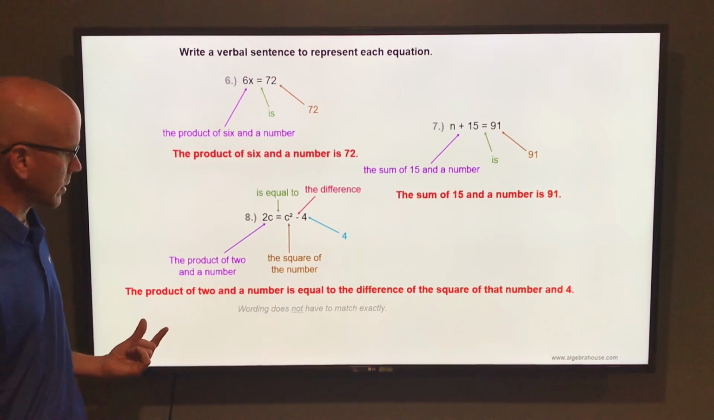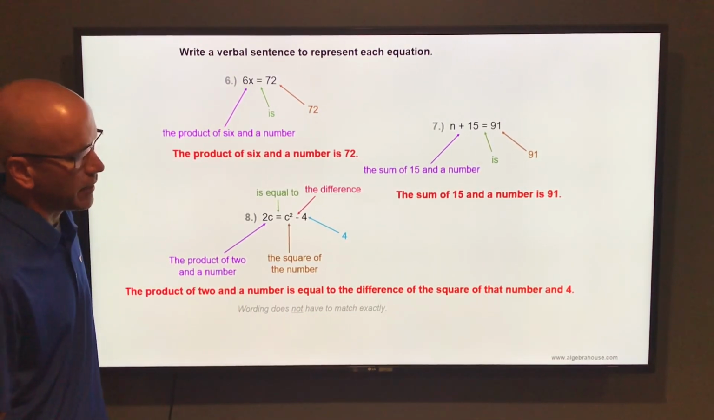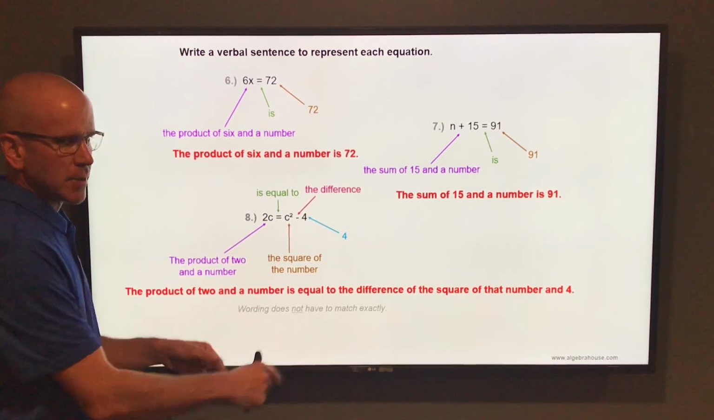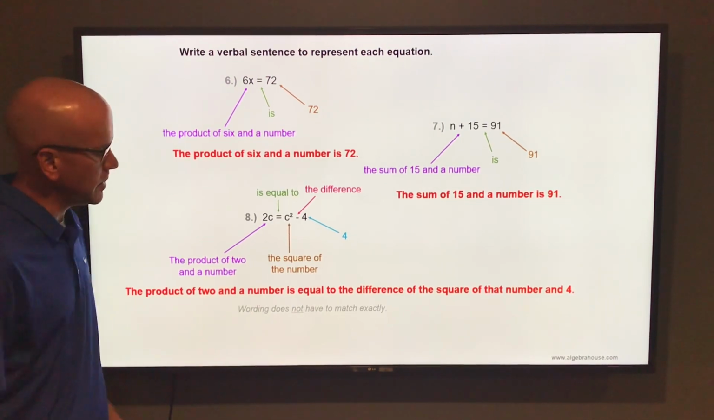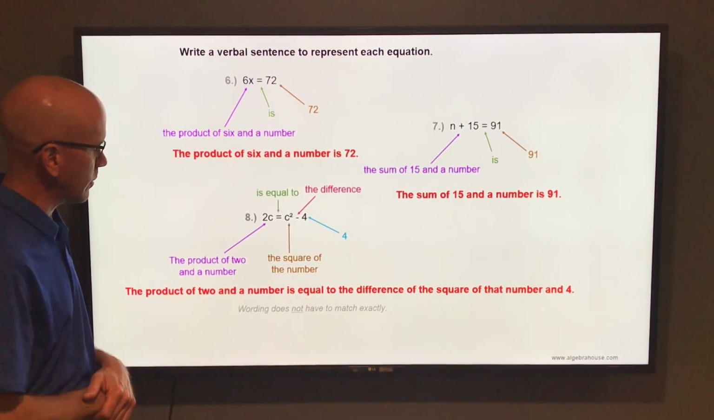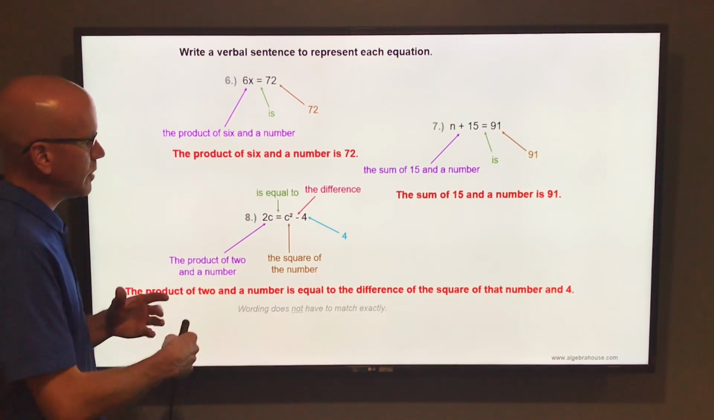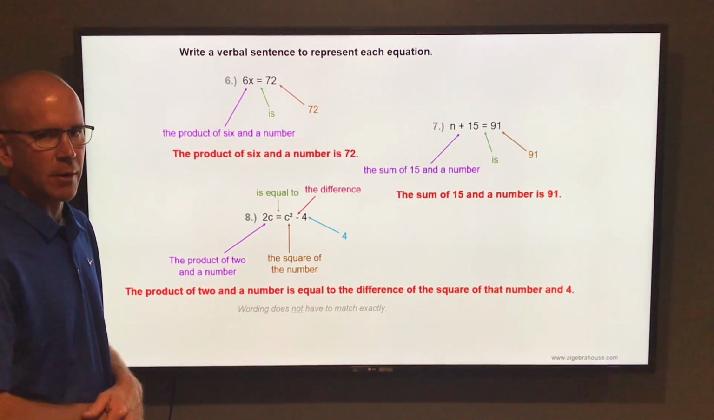Once again, the product of 2 and a number is equal to the difference of the square of that number and 4. Wording does not have to match exactly. You may have something that's equivalent to this and you would still be right. You don't have to match the words exactly. For example, if we go back to the beginning, the product of 2 and a number, if you said 2 times the number c, that would most likely be counted correct as well.